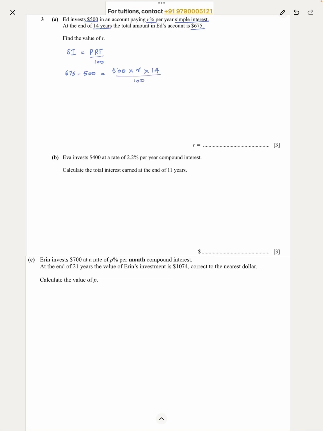So 675 minus 500 gives 175, and keeping the R alone on the right hand side and pushing all the other numbers to the left. So when we calculate this, we get R as 2.5. So 2.5% is the interest rate.